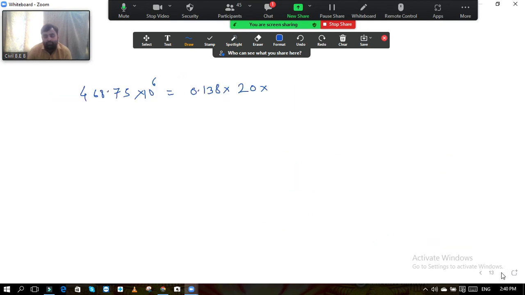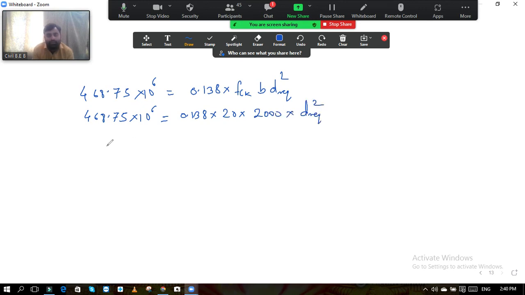So here 0.138 FCK BD square. I will write down the formula first. 0.138 FCK BD square, where D is this D required. So it is 468.75 into 10 raised to 6 is equal to 0.138, FCK is 20, B is 2 meter, so 2000 into D required square. So therefore D required is equal to, what is the required depth? Let me know the answer for the required depth.